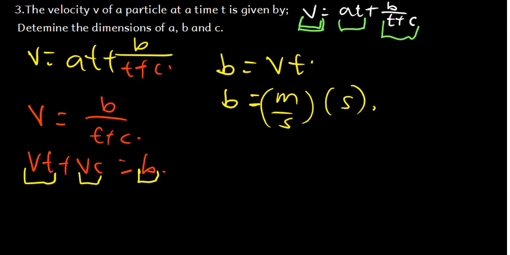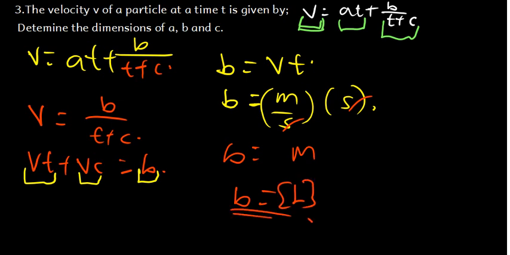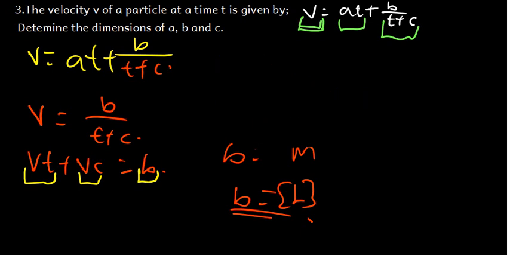So at this instance, we can see that this and this will cancel, and then b is going to be equal to the meters. So we know that meters is just basically the length, meaning this is the dimension for b. So to get the dimension for c, now we are going to compare the b. We're going to say that b is going to be equal to, we have now vc.